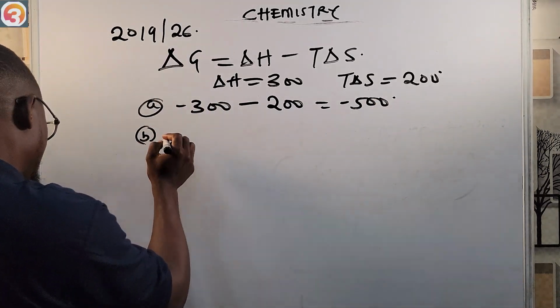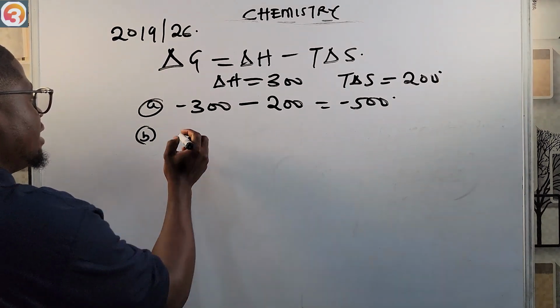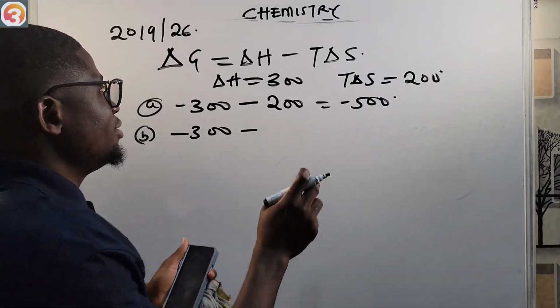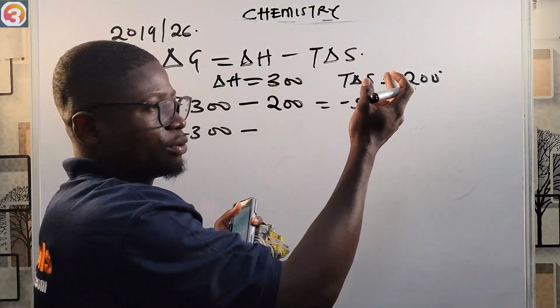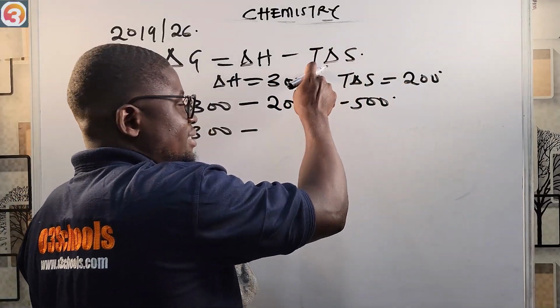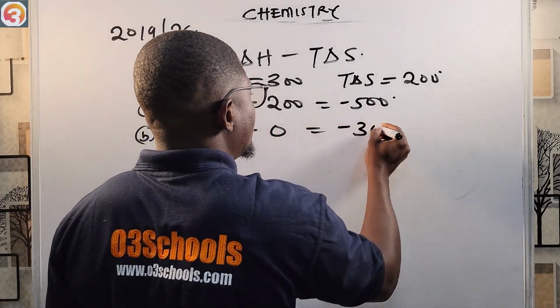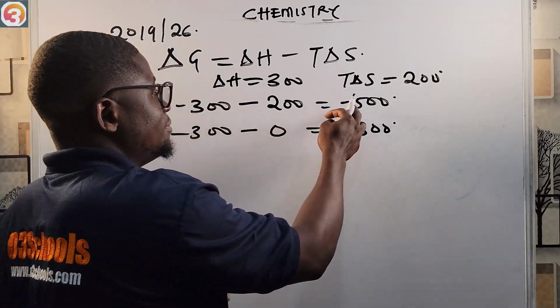Then the second option says that delta H is negative. Since delta H is negative, I'm going to have minus 300, then minus, and delta S is 0. They say delta S is 0. If delta S is 0, then delta S times T is 0. That means I'm going to have minus 300 minus 0, which is minus 300. Here, minus 300 minus 200 is minus 500.